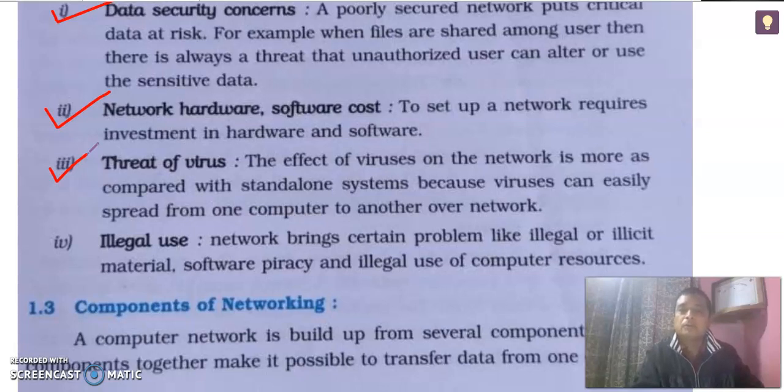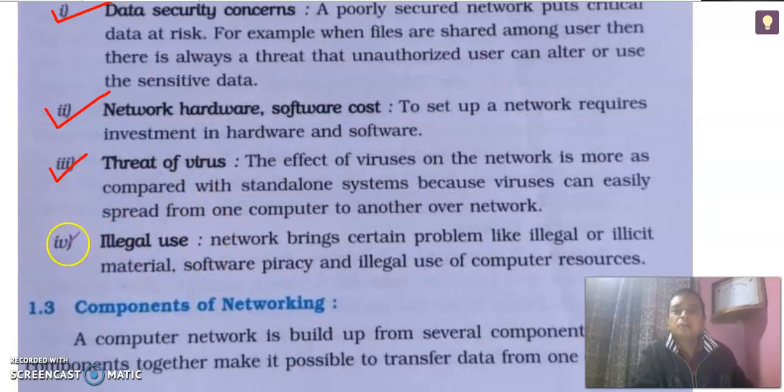So when we are in a network, there is always a threat of viruses, but then we can have a proper antivirus installed in our computer, and then we can protect it. But being in a network, there is always a little bit of threat of virus attack.